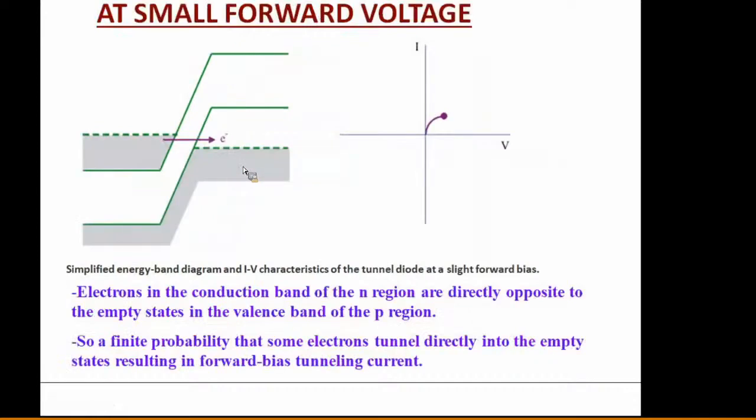With a smaller forward voltage, if you are applying a very small forward voltage, see, this small gap is there. Electrons from this side can tunnel into the p side of the valency band. That's why a small amount of current is there. I'm not applying more than 0.7. If you apply more than 0.7, that is more than the barrier potential, and the current is due to diffusion. But here I applied only a small forward voltage, only 0.1 volt. For 0.1 volt also, there is current flow in the tunnel diode. That current flow is due to tunneling of the electron.